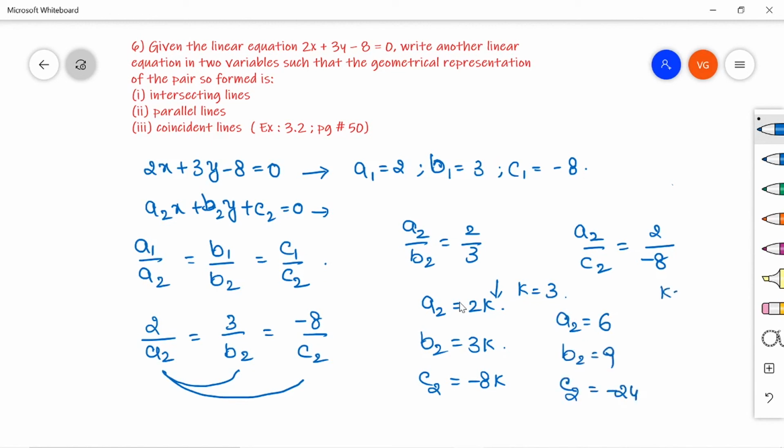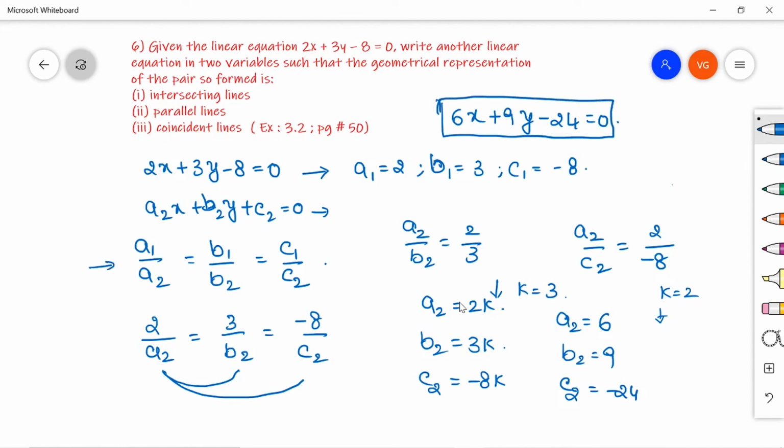Suppose if you are taking k is equal to 2, you will get another set of values. So you can take multiple values here, and we will get multiple equations. So the equation here is 6x plus 9y minus 24 is equal to 0. You can cross check whether the answer is correct by substituting in this condition. So 2 by 6, that is 1 by 3, is equal to 3 by 9. Again 1 by 3 is equal to minus 8 by minus 24, so again 1 by 3. So the condition is also satisfied.